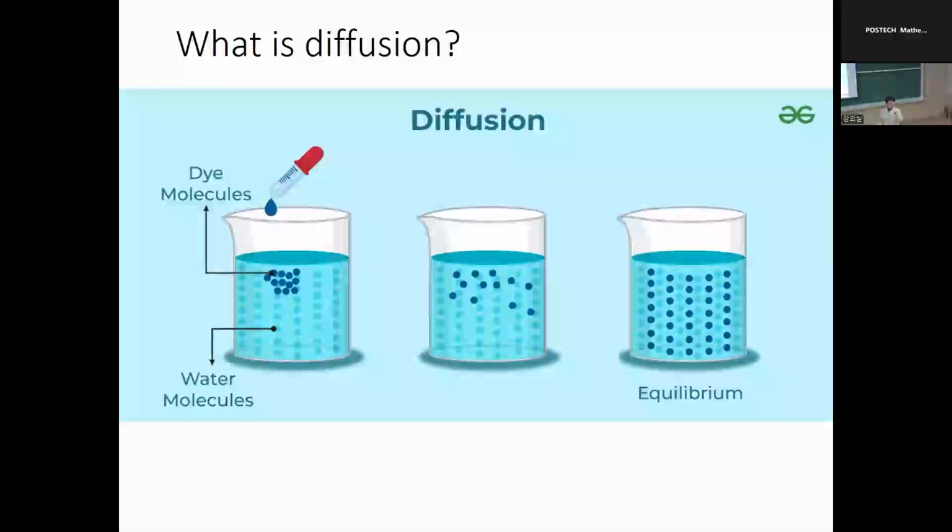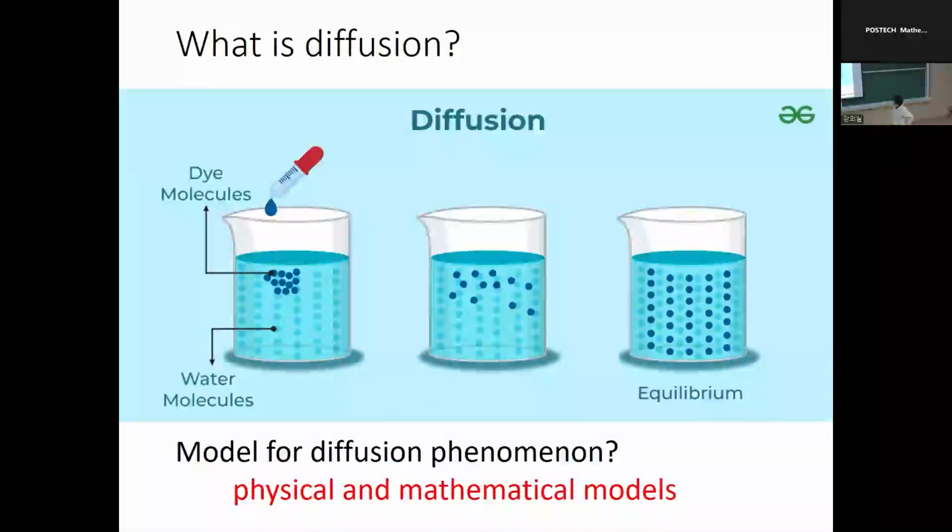Then what is diffusion? You know what diffusion is. For example, here is water, and you put some die particles here, and if you stir it, it will be uniformly distributed eventually. But even if you don't stir, if you just wait enough time, it automatically goes to an equilibrium state, that is, the die particles are uniformly distributed if you wait a long time. Why is that? We call that diffusion. Then what's the model for the diffusion phenomenon?